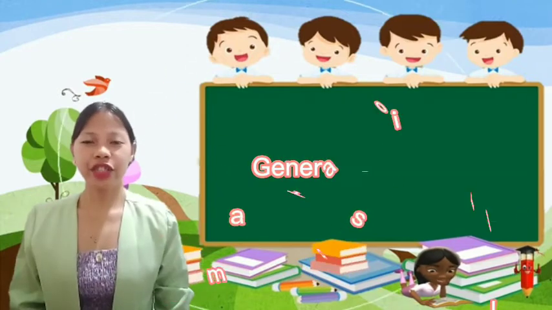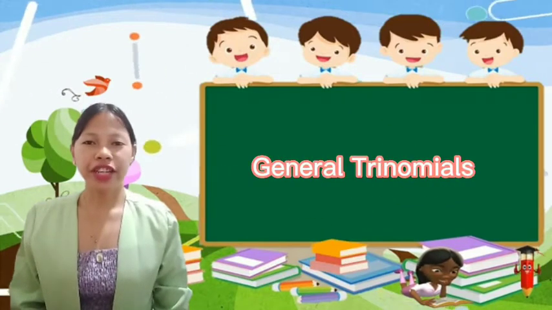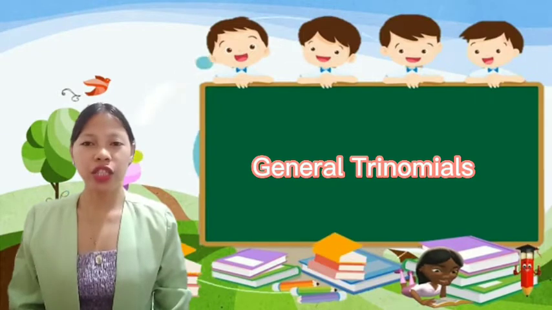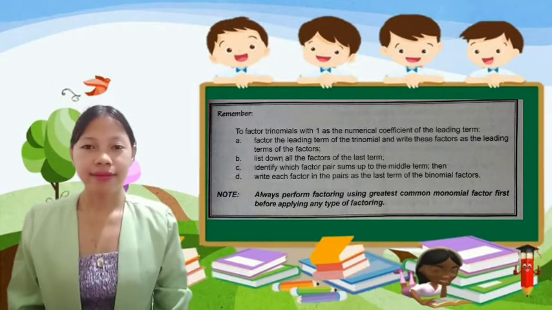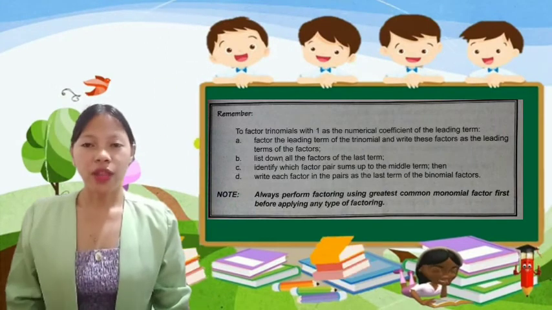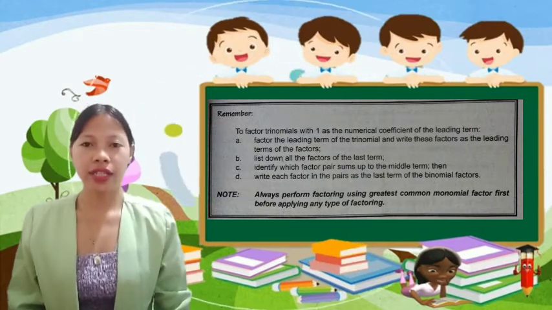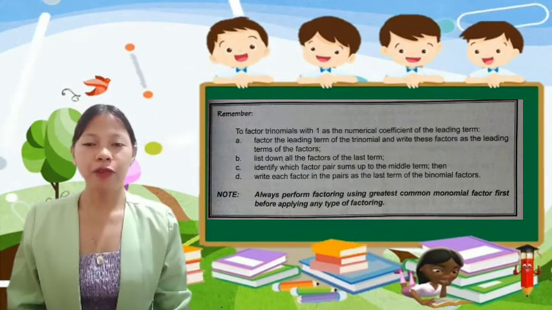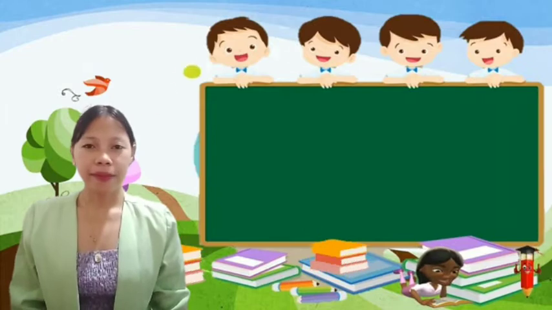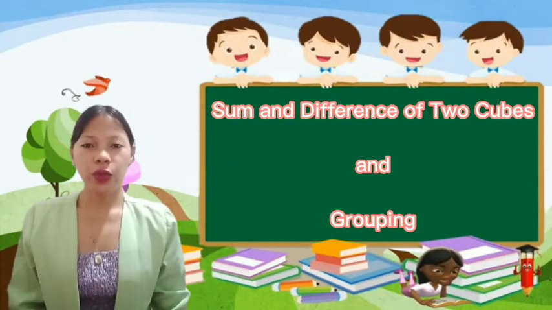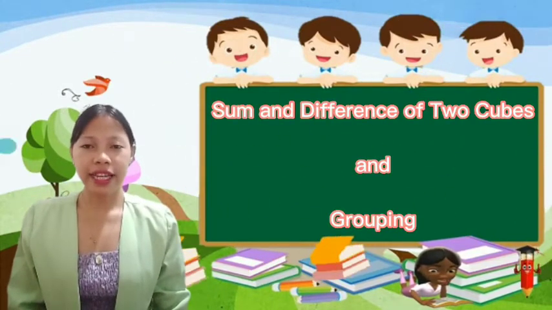Next are the general trinomials. To factor trinomials with 1 as the numerical coefficient of the leading term, we must follow this. Note that you should always perform factoring using the greatest common monomial factor first, before applying any other type of factoring. Next type, sum and difference of 2 cubes. And lastly, grouping.